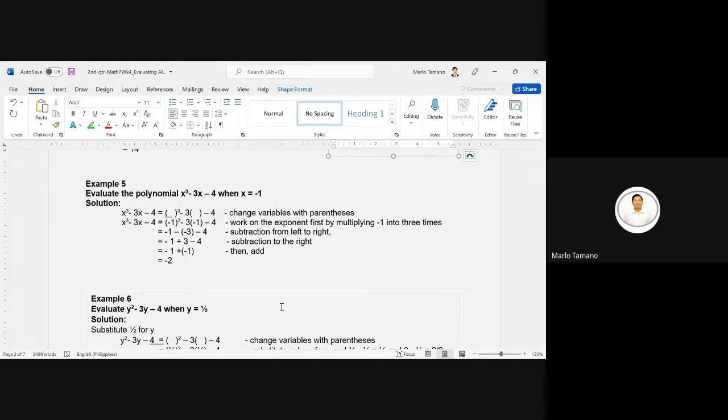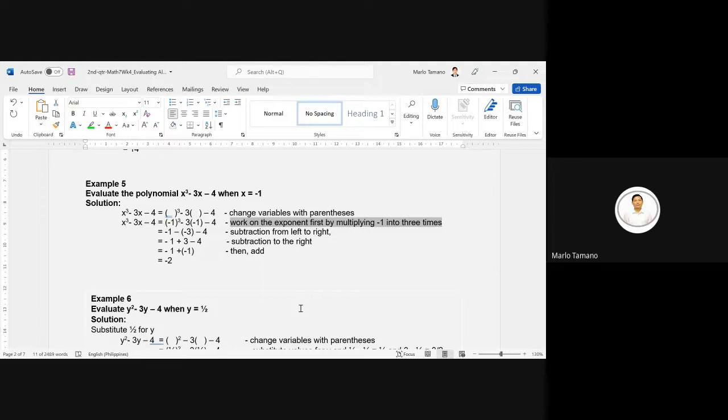Di ba nung nag-lesson tayo ng base and exponent, the exponent tells how many times the base is to be multiplied. Yung base natin dyan ay negative 1, tapos yung exponent natin ay 3. Ibig sabihin, you're going to multiply the negative 1 three times. Sabi niya dito sa explanation sa right side: work on the exponent first by multiplying negative 1 three times.